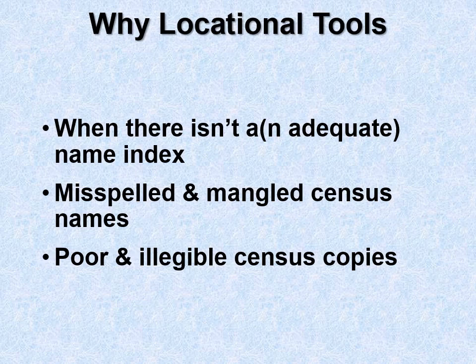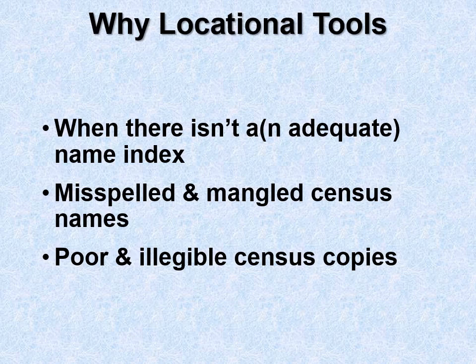So why locational tools? Why not just go through a name index? Because there will be a preliminary one. Well, when there isn't an adequate name index, and it's still up in the air how accurate this preliminary one will be. There may be misspelled and mangled names on the census sheets. So the name index is based upon that. You're not going to see your correct spelling. And then there's poor and illegible census copies.